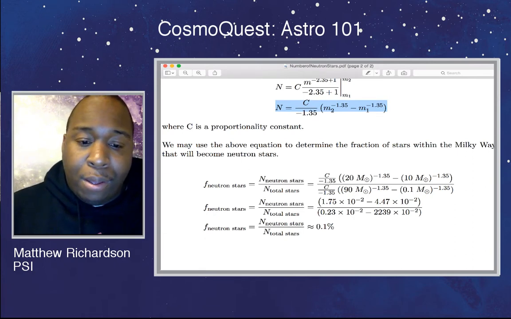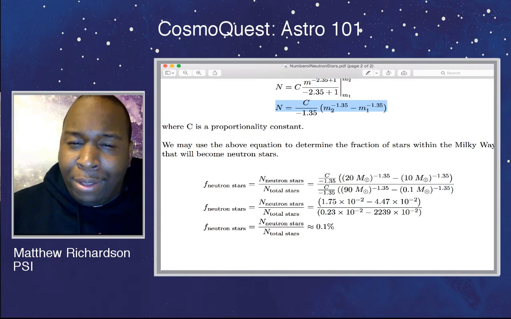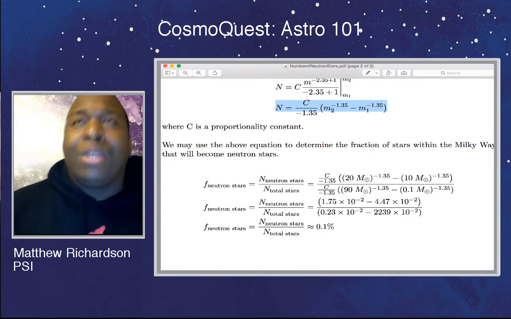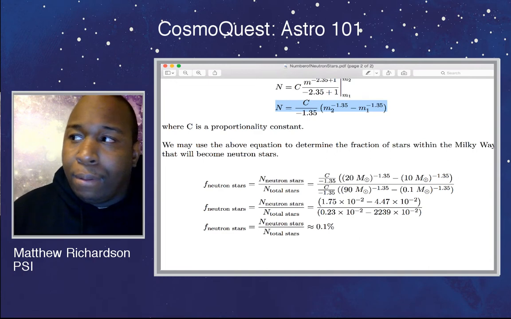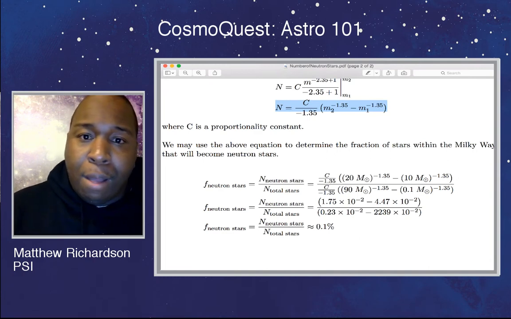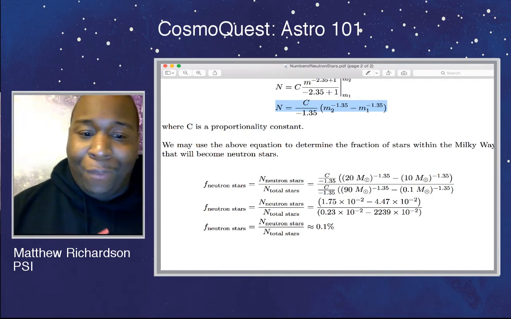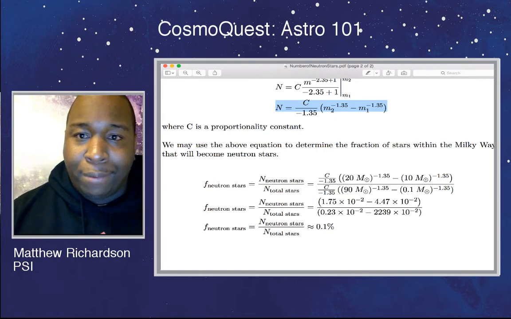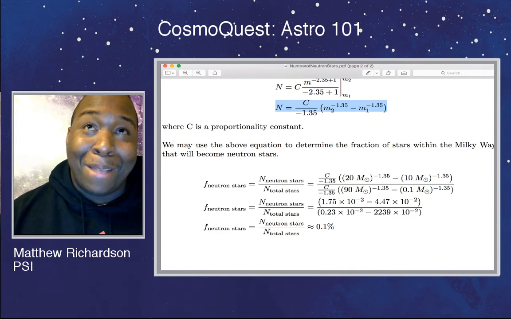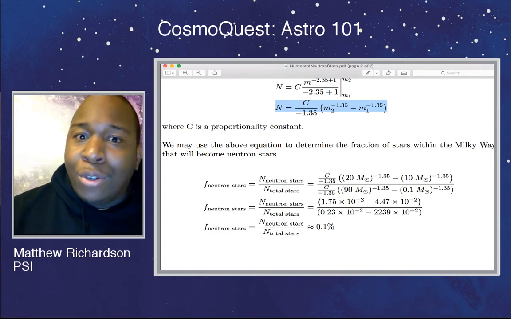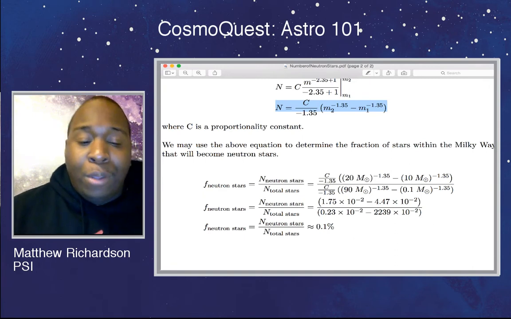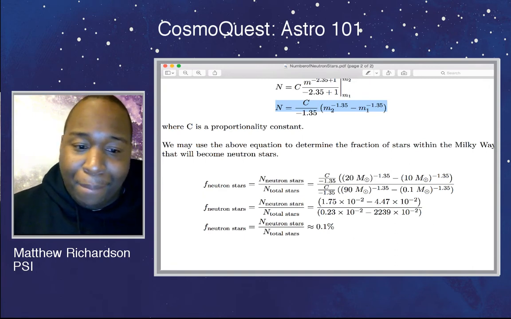And with that in mind, I think there's somewhere on the order of 100 billion stars within our galaxy. So doing the math, 0.1% of 100 billion is, come on, Matt, let's not mess this up. Yeah, 100 million stars. So 100 million neutron stars is my estimate.